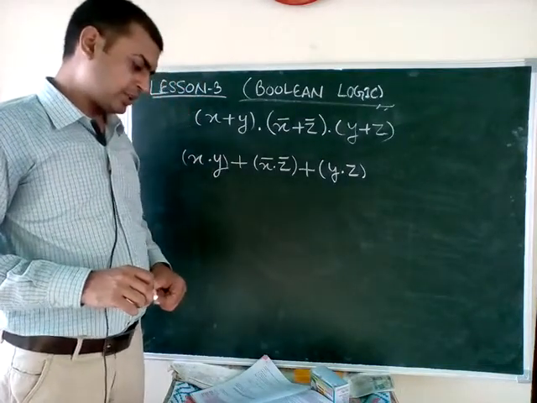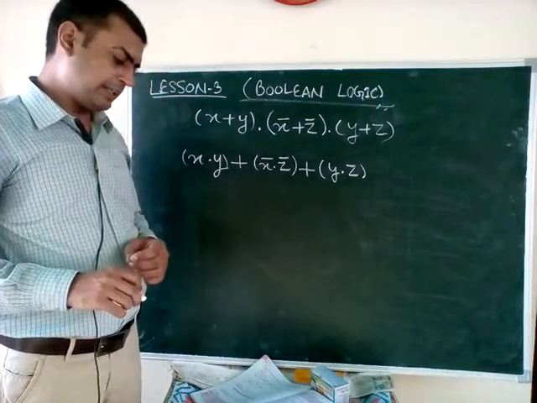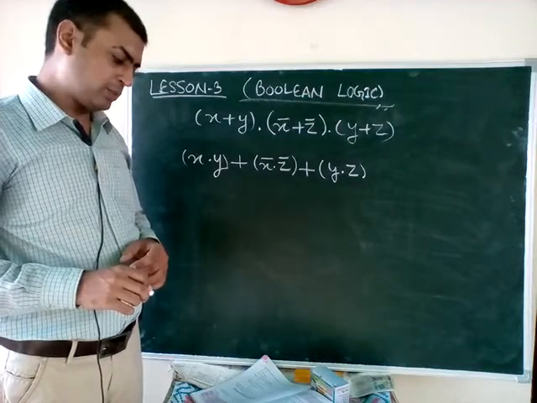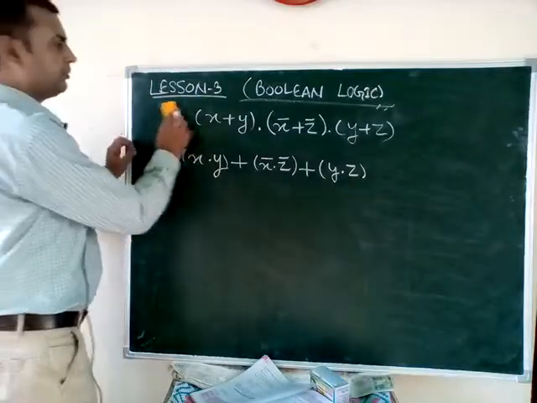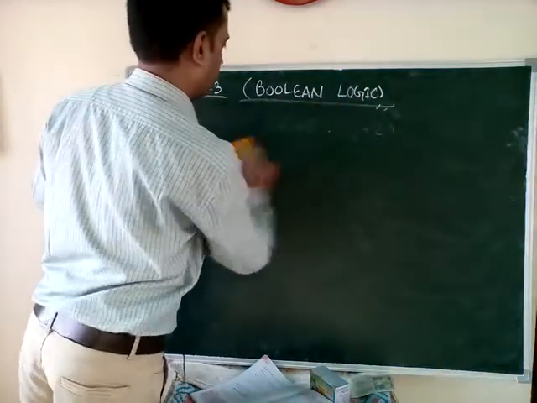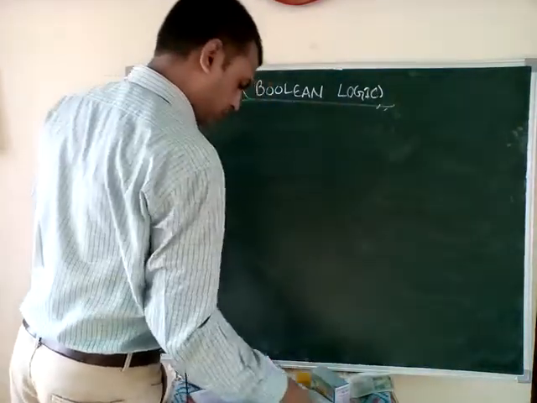Now next question. Prove the idempotence law of Boolean algebra with the help of truth table. So it will come, it may come like this also.